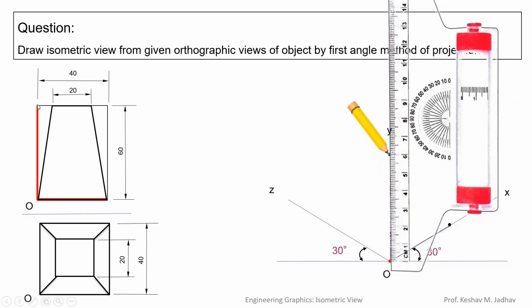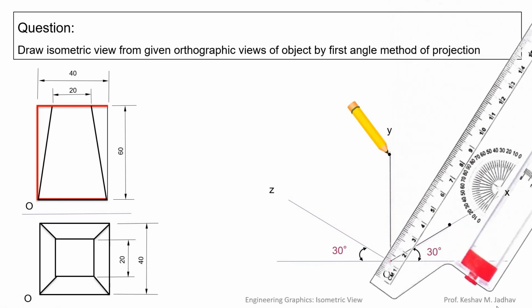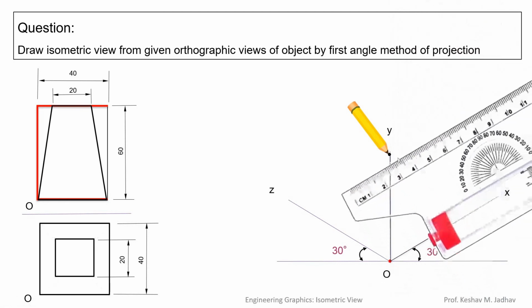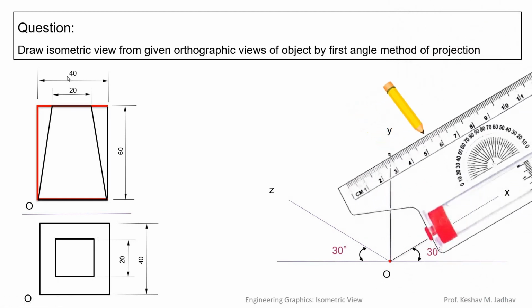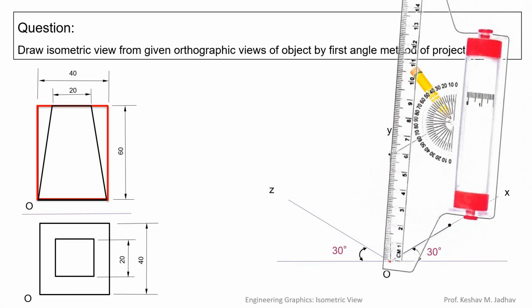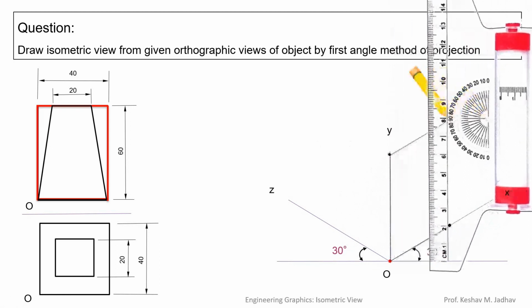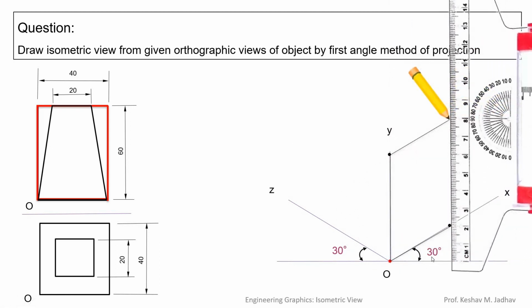Then this line is parallel to this line, so we can make roll and drop parallel to the x-axis, and from this edge we draw a line equal to 40 mm. Then this line is parallel to this vertical line, so we make roll and drop parallel to the y-axis, and draw a vertical line of length 60 mm which will connect these two ends.